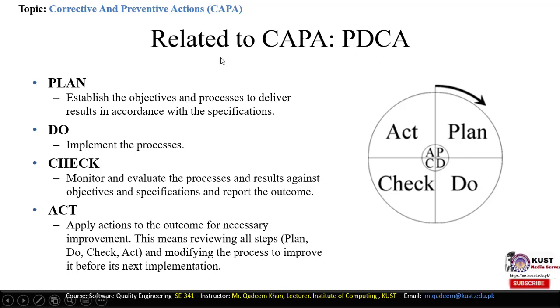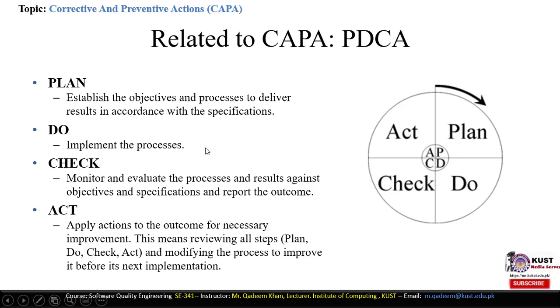First we have to do the planning. In the plan, we will establish our objectives, that is the purpose, and the processes to deliver the results in accordance with the customer specifications. So in the plan, we will have to deliver certain products according to the expectations of the customer. The second one is the do element. In the do element, we will implement the processes. So we have to conduct certain processes in our organization which will guarantee us high quality work according to the specifications of the customers.